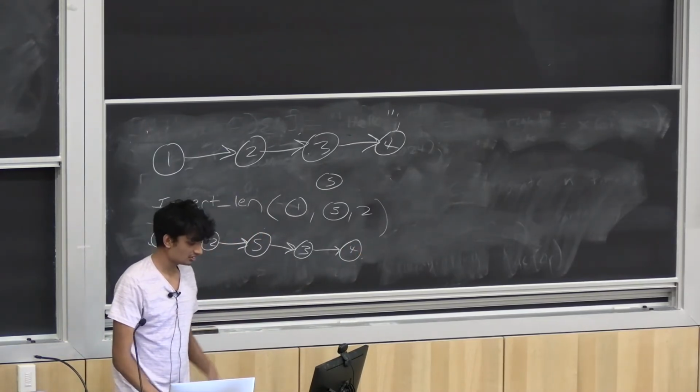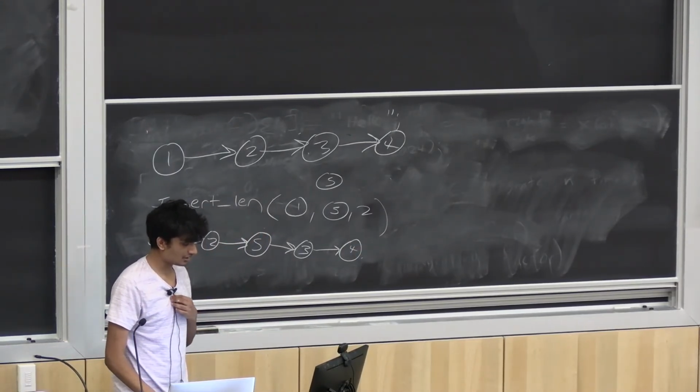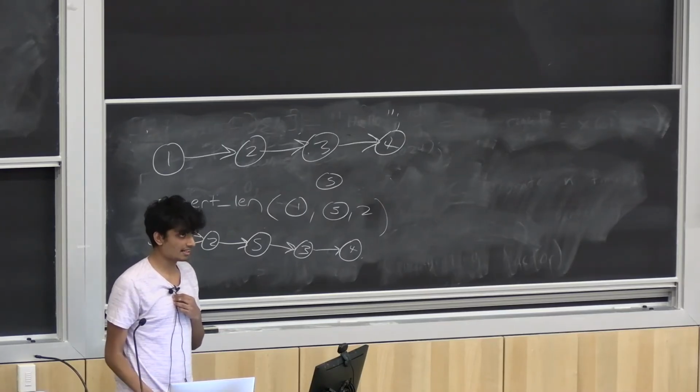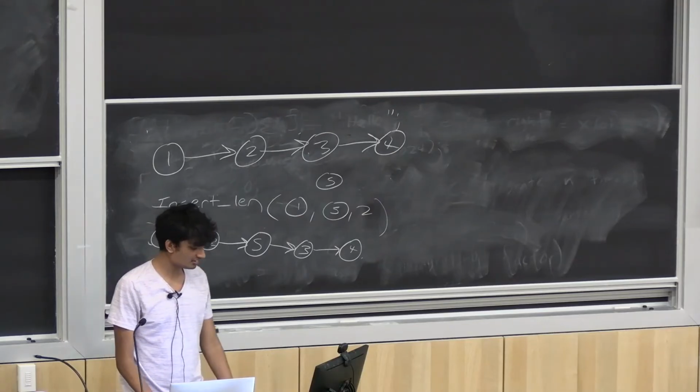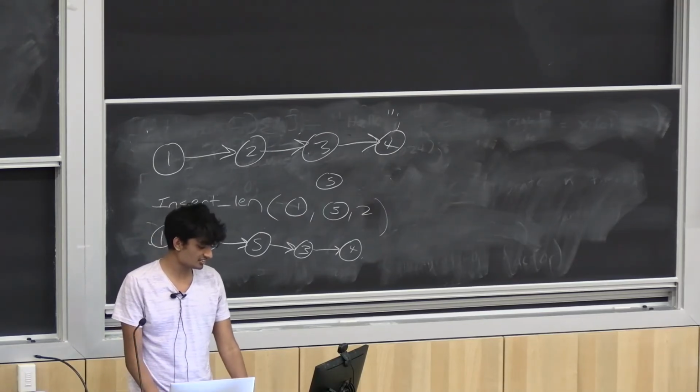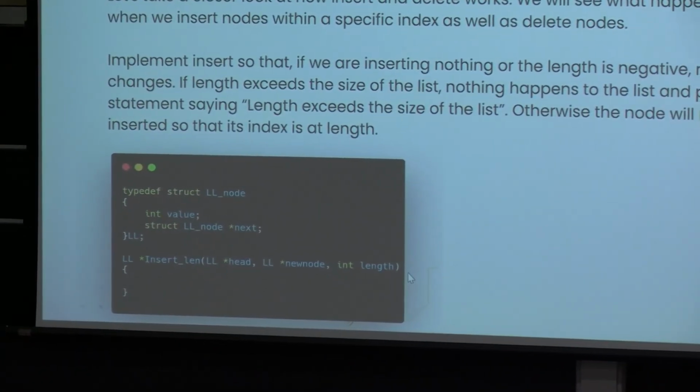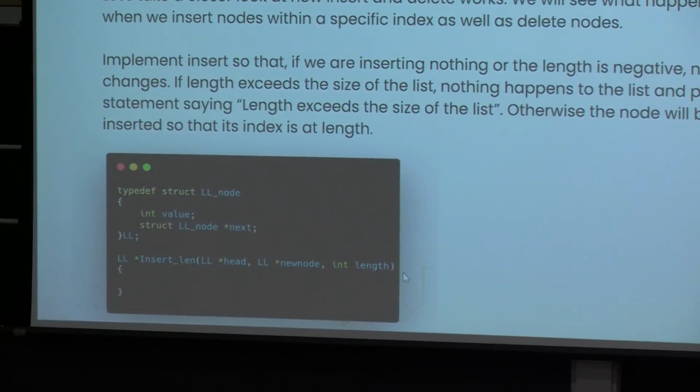So this is the structure of the node we're using. It contains only the integer value as its field and the pointer to the next value. And the function that I want you guys to implement is insert len. It has 3 arguments: head of the linked list, the new node that we're inserting, and the length that we want to put it as its index. So I'll give you guys a few minutes to try to think about how you would implement this, and I'll answer any questions in the meantime.